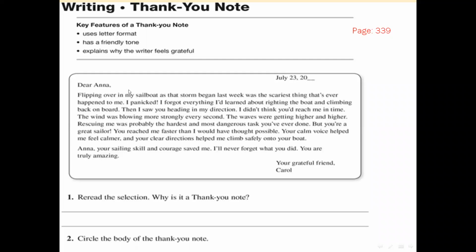Dear Anna, flipping over in my sailboat as that storm began last week was the scariest thing that's ever happened to me. I panicked. I forgot everything I'd learned about righting the boat and climbing back on board. Then I saw you heading in my direction. I didn't think you would reach me in time. The wind was blowing more strongly every second. The waves were getting higher and higher. Rescuing me was probably the hardest and the most dangerous task you have ever done.